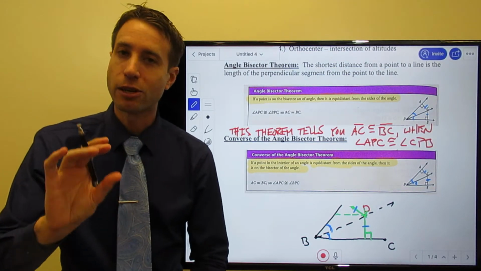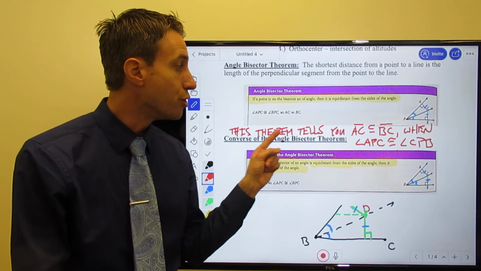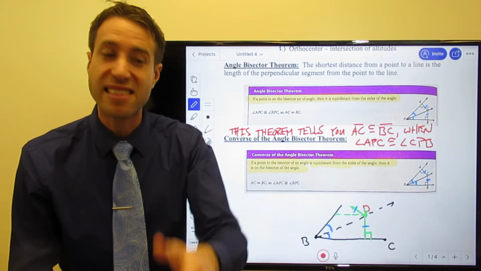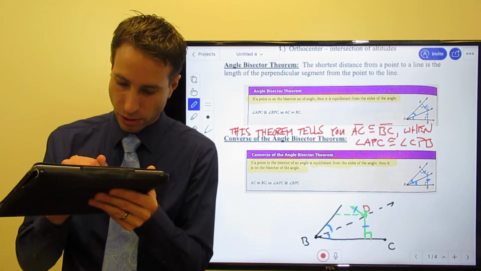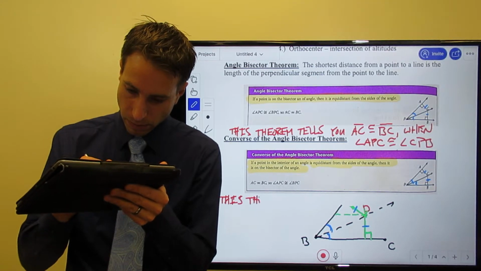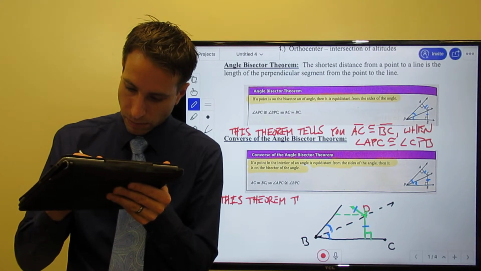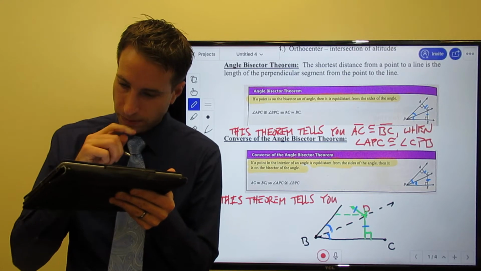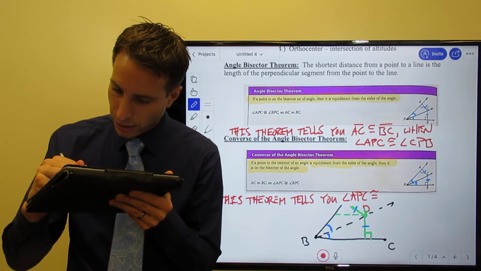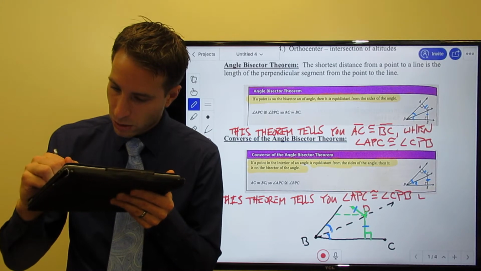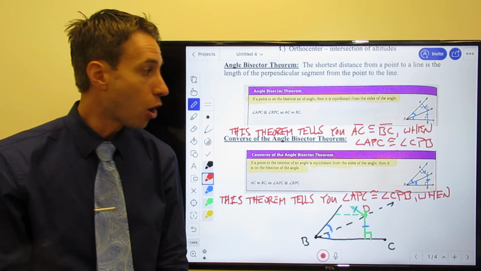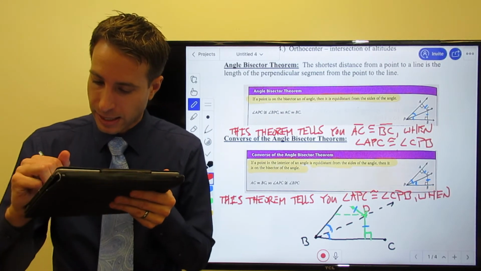So please note that these two theorems are saying the exact same thing, just in reverse order. If you know it's an angle bisector, then these two lengths have to be congruent. This one, if you know these two lengths are congruent, then this must be an angle bisector. So this tells you that angle APC is congruent to angle CPB. You know that these two angles have to be congruent when you're told AC is congruent to BC.